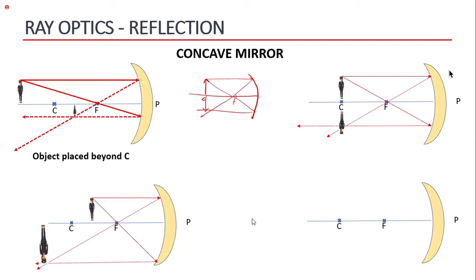Okay. The next one. If your object is placed at the focus, since I cannot take a ray passing through your focus, I'll take the ray passing through your pole. They will never meet. You won't have any reflection. Correct. Image. Clear?